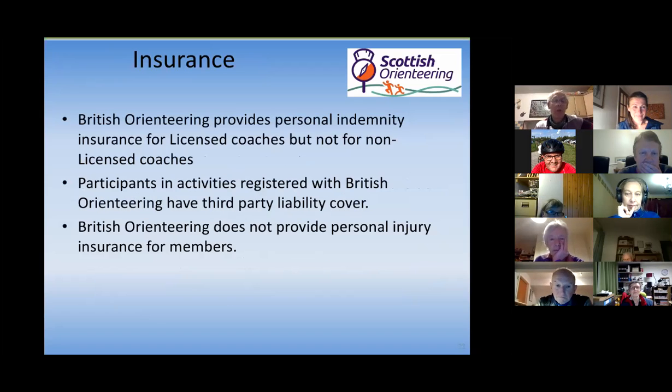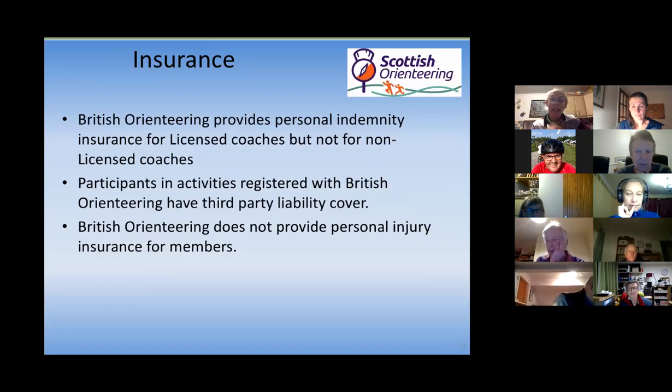And just to finish up, well, I've got one last slide after this. Insurance. There does seem at times when you talk to people some uncertainty about what insurance is available. So let me just say, British Orienteering provides personal or professional indemnity insurance for licensed coaches, but not for non-licensed coaches, right? So if you want to have professional indemnity insurance for your coaching activity, then you need to be licensed, right?